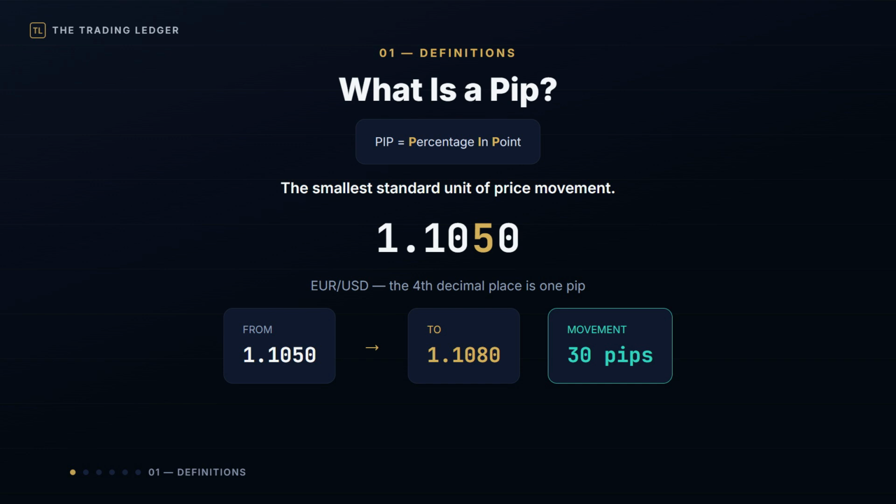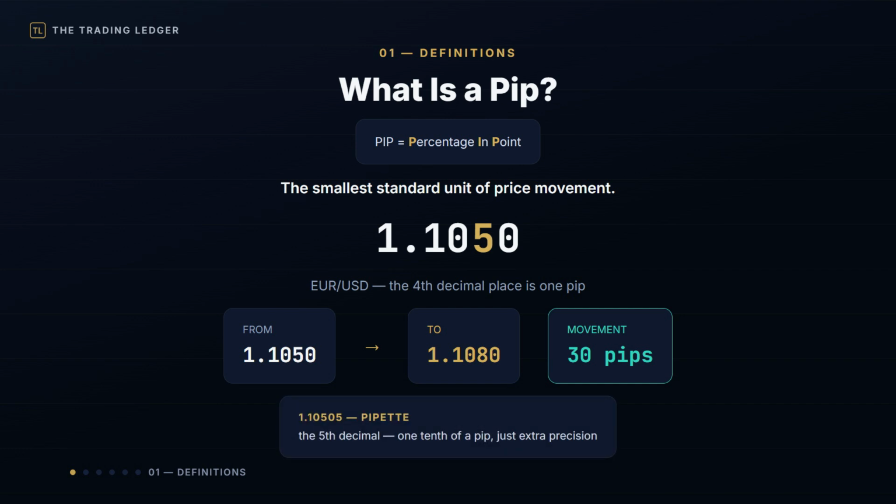You'll often see Forex prices quoted to 5 decimal places, like 1.10505. That 5th decimal place is called a pipette, or a fractional pip. It's 1/10 of a pip, and it just allows brokers to give you a more precise price. So when you see a 5 decimal price, the pip is still the 4th decimal place. The 5th is just extra precision.